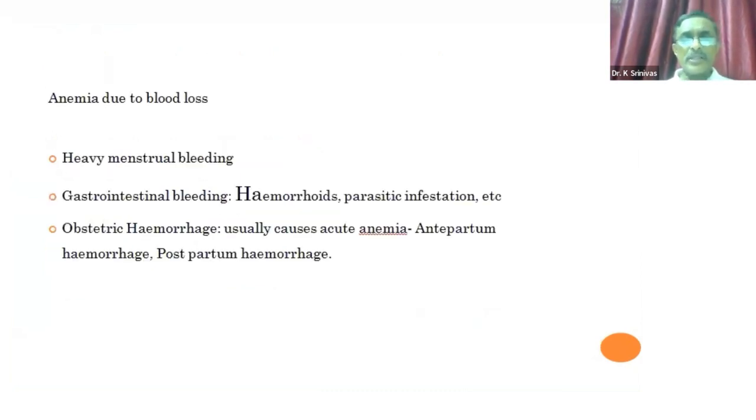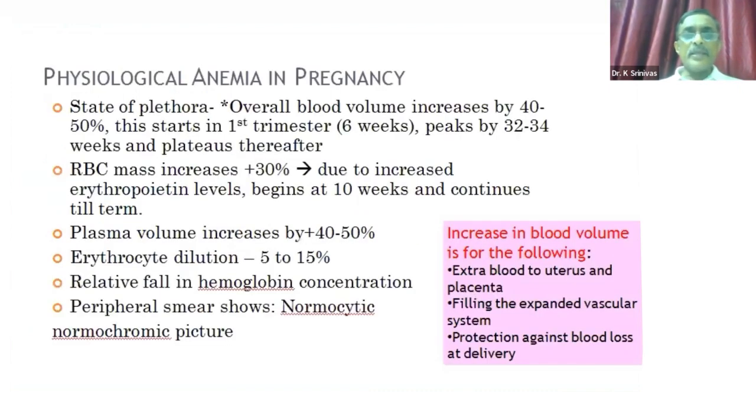Anemia due to blood loss: pre-pregnancy heavy menstrual bleeding, gastrointestinal bleeding, or obstetric hemorrhages. Most often, students, the woman enters the pregnancy with anemia and with a low hemoglobin and continues to worsen during her pregnancy, right? So pre-pregnancy hemoglobin optimization is a very important strategy before a woman attempts pregnancy.